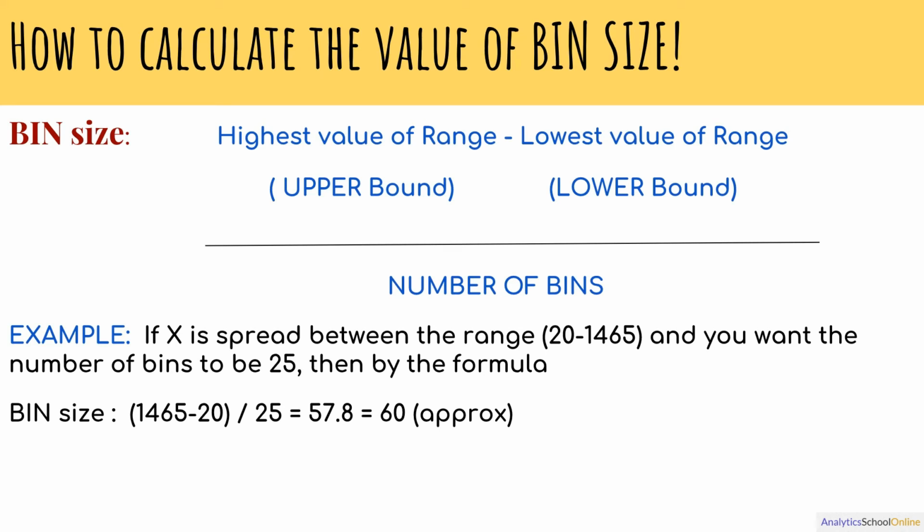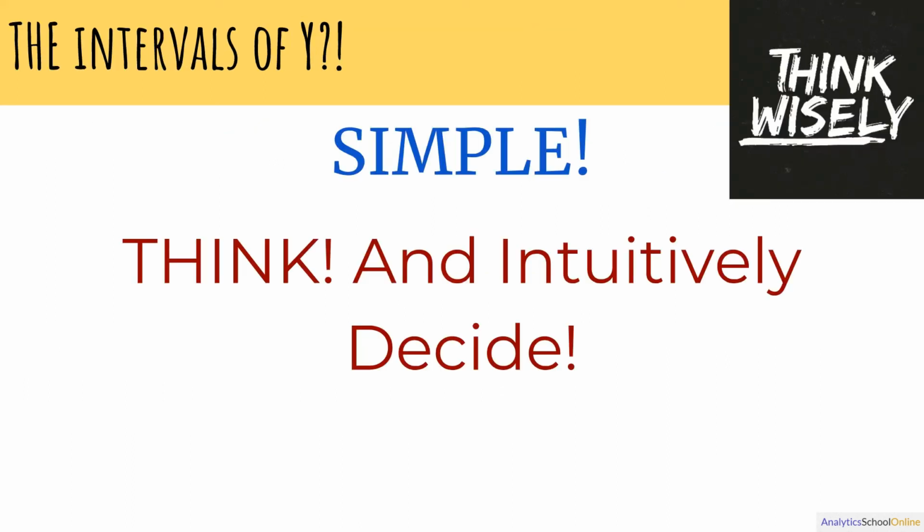So for example it would start with 20, so the next interval would be 20 plus 60, that is 80. Then again you add 60, so it would be from 80 to 140, 140 to 200, and so on till 1465. Finally, you've decided how you divide the intervals of x, but how do you divide the intervals of y?